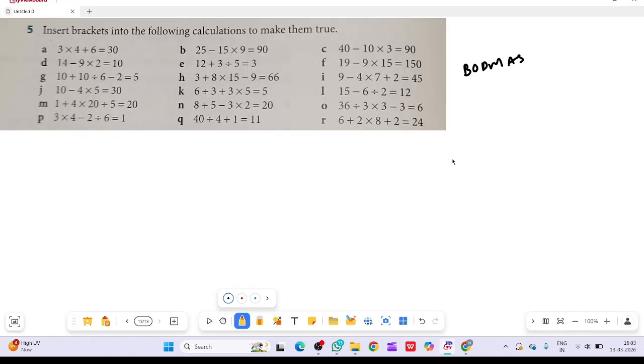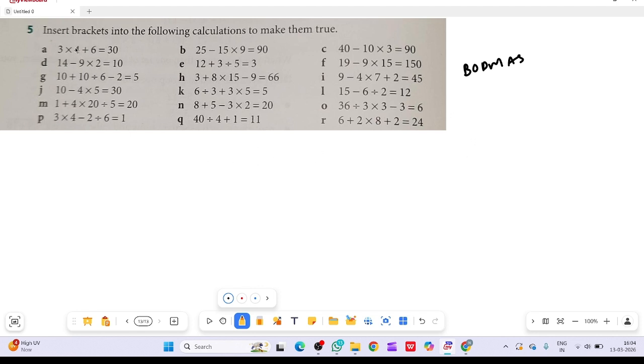Insert the brackets into the following calculations to make them true. So this time what we have to do is exactly the opposite of what we did till question number 4. Till question number 4 we followed the BODMAS rule, calculated the expressions and found the answers. Now here we have to insert the brackets so that the answer will be justified.